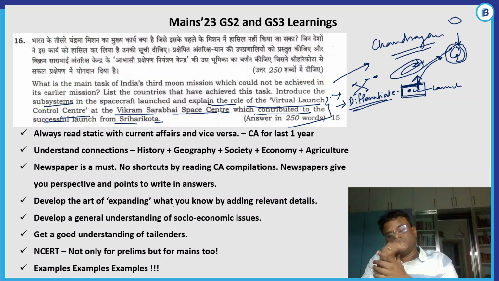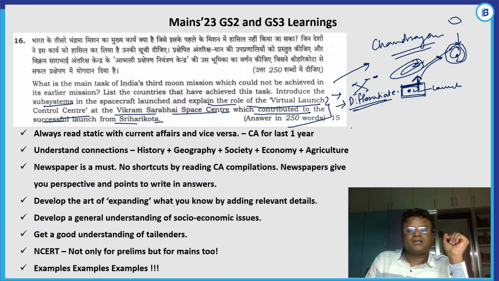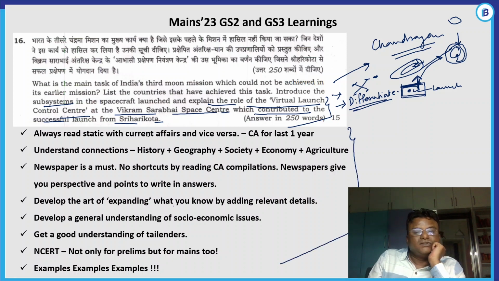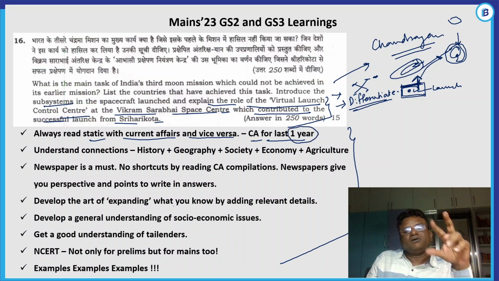Yeah, so with all these GS1, 2 and 3 questions, I have actually jotted down certain learnings or insights for you. And I'm going to briefly summarize this, right? Always read static and current, and vice versa. Current affairs for the last 1 year. If you see all these questions, nothing is older than 1 year. Even if you see the other questions of GS2 and 3, artificial intelligence, electric, everything, you must have seen some or other thing in the news in the last 1 year.